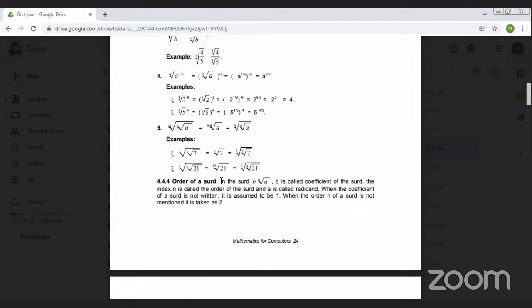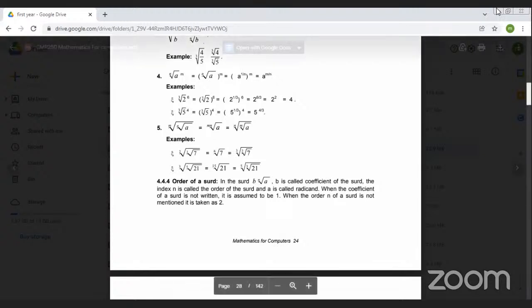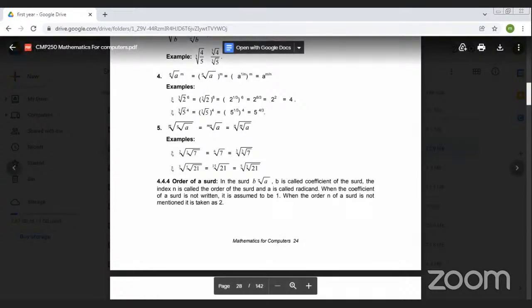Now, order of surd. In the surd, if b nth root of a is there, then b is called the coefficient of the surd. See, in our variable form, when you're having 4x, at that time 4 becomes what? My coefficient, and x becomes my variable. Similarly, over here, b is the coefficient for this surd, and index n is called the order of the surd. So this index n will become my order of the surd, and a is called the radicand.